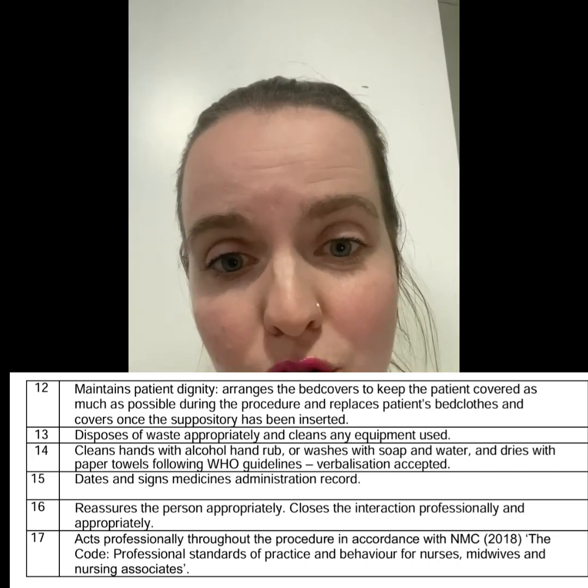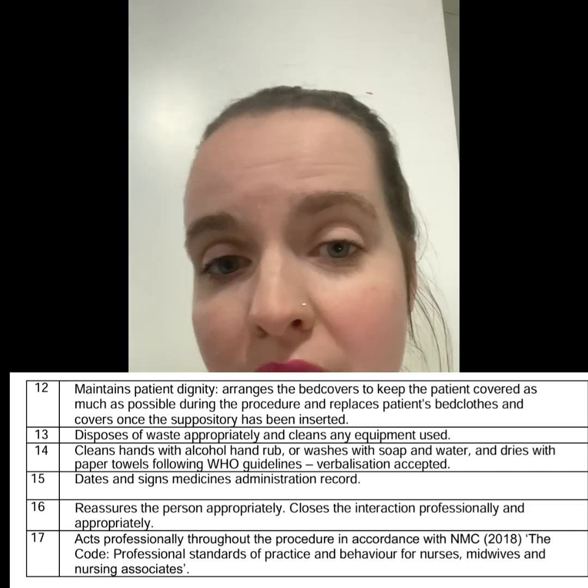So, "I can see this prescription is signed by Dr. Jones. It is due today at 4 o'clock. I'm happy to give it." Allergies also: "I can see the patient is allergic to penicillin. This doesn't contain penicillin, so I'm happy to proceed." All of those same things that you would have done in your medication station.